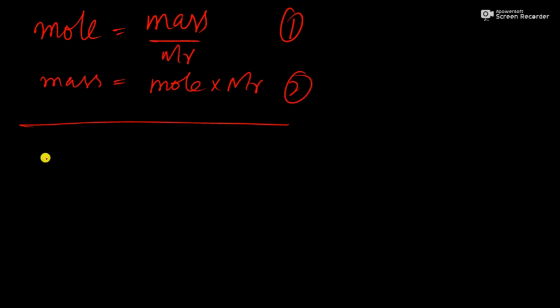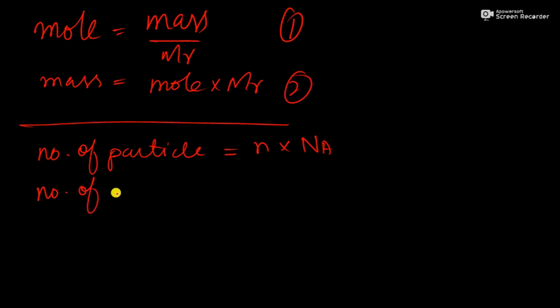The same goes for this: we can find the number of particles if the number of moles is given. For example, if the mass is given, you can find the number of particles, but you have to find the moles first. To find the moles, we divide mass over molar mass, and then multiply it with Avogadro number.